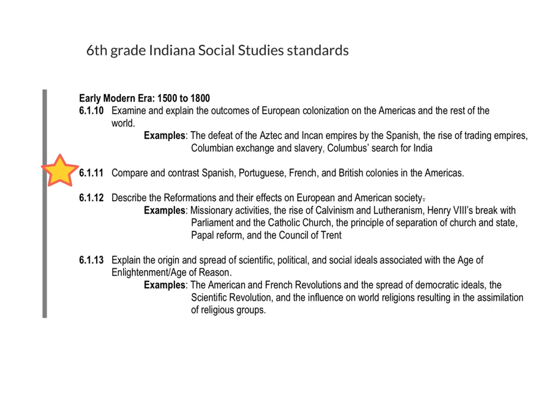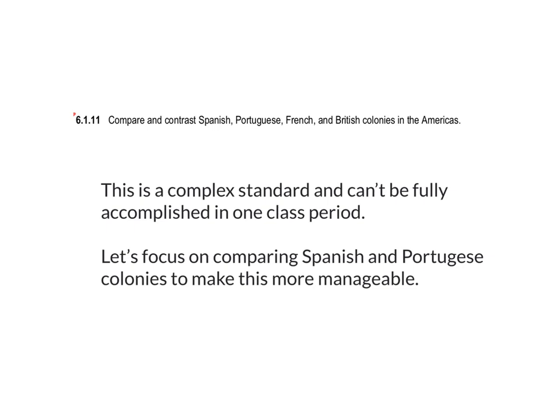Let's use a 6th grade Indiana social studies standard, for example. Standard 6.1.11, compare and contrast Spanish, Portuguese, French, and British colonies in the Americas. This standard is pretty complex and can't fully be accomplished in one class period. So let's simplify this, and for this lesson, let's focus on comparing Spanish and Portuguese colonies to make this standard more manageable.